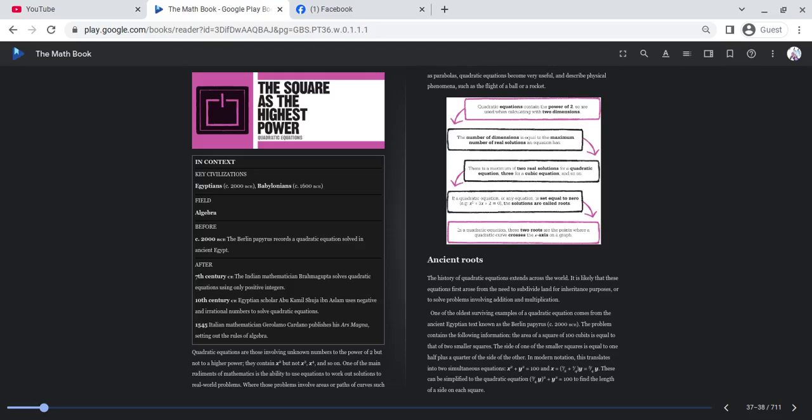The area of a square of 100 cubits is equal to that of two smaller squares. The side of one of the smaller squares is equal to 1/2 plus a quarter of the side of the other. In modern notation, this translates into two simultaneous equations: x squared plus y squared equals 100, and x equals (1/2 + 1/4) y. These can be simplified to a quadratic equation in y to find the length of a side in each square.